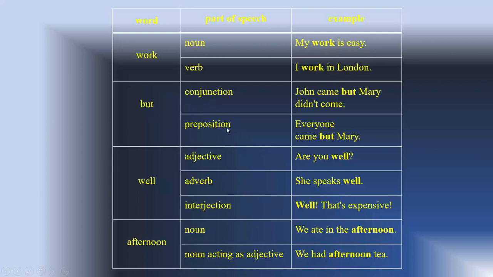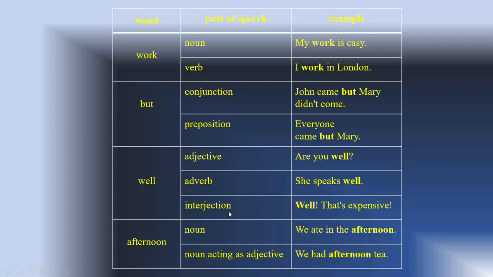But, conjunction, preposition. John came, but Mary didn't come. So, joining two phrases or two sentences, we can say John came, but Mary didn't come. So two sentences, but joining them. While in the case of preposition, everyone came but Mary.